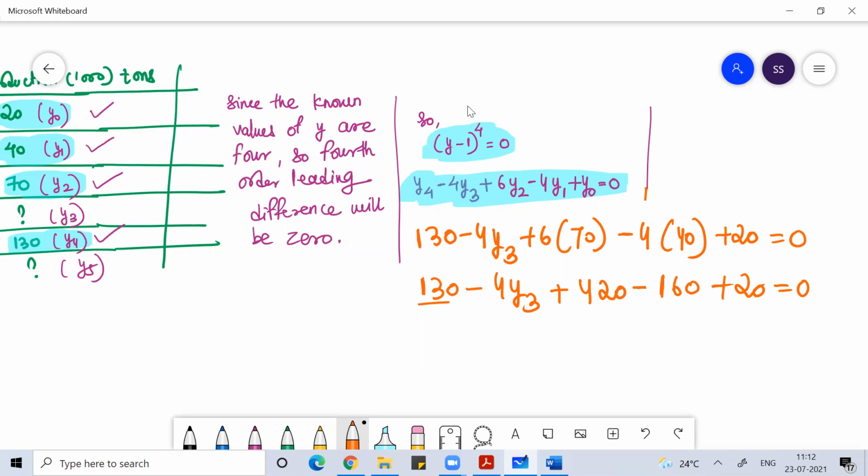This is 130. This is 550, 570. 570 minus 160, that would be 410 is equal to 4y cube. So y cube is equal to 205 by 2, which means 102.5. This is the y cube value. Anyone, any doubt?